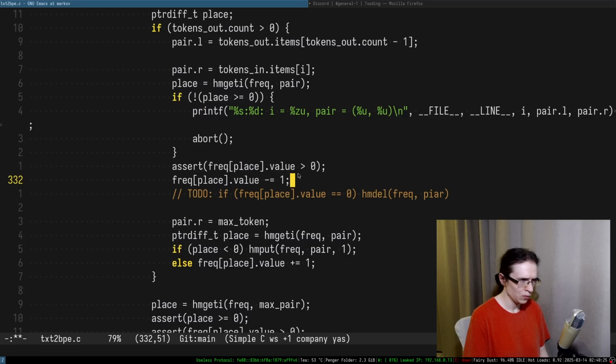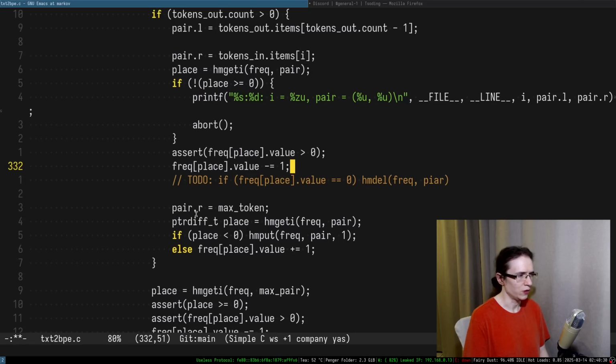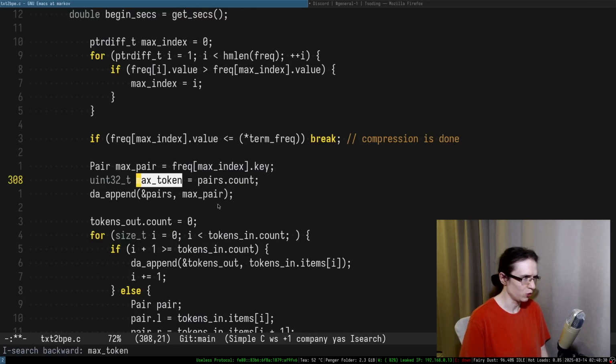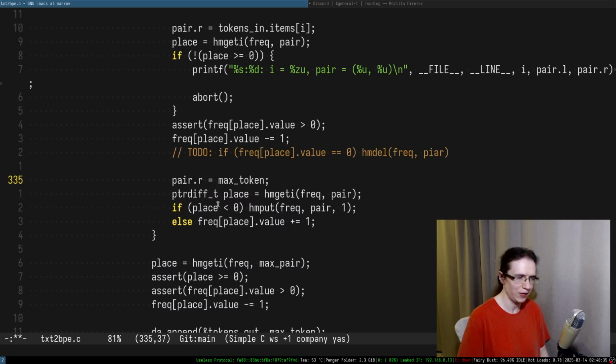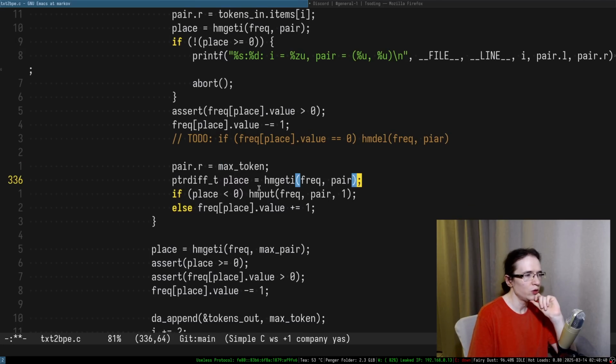And if it's greater than 0, we decrement it. So now the right one is the maximum token, right? So is the maximum token a correct thing? It is the pairs count before we appended a new pair in here. That makes sense. So now we're looking it up, and then if it doesn't exist, we add that pair with 1. If it does exist, we just increment it by 1.